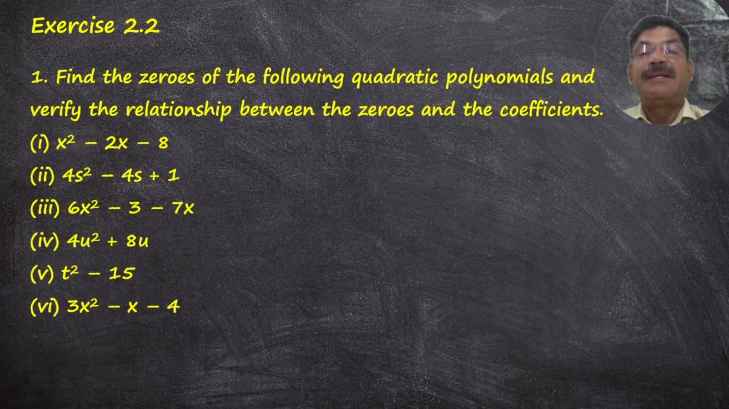Sum of the zeros is equal to minus b by a, where b is the coefficient of x and a is the coefficient of x square. Product of zeros is equal to c by a, where c is the constant term and a is the coefficient of x square. Now here we are given 6 problems. Let us see one by one.